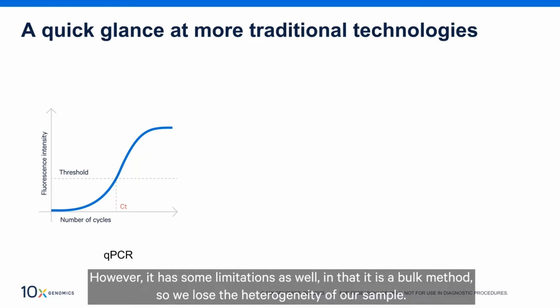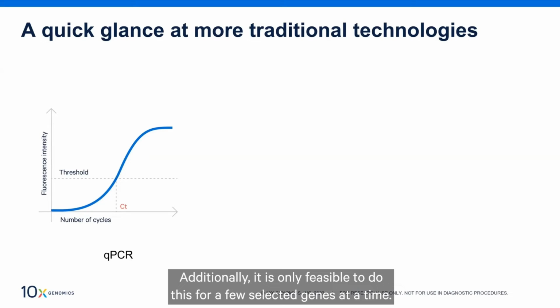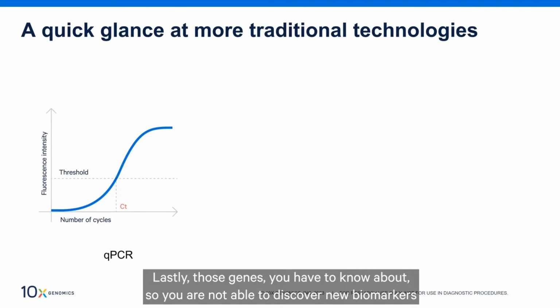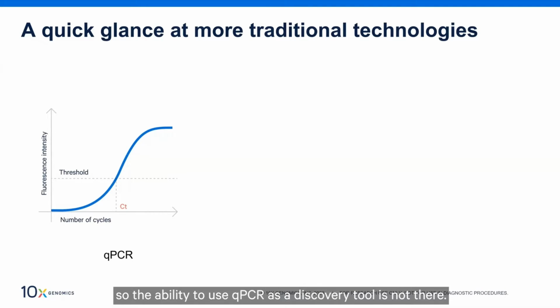However, it has some limitations as well, in that it is a bulk method. So we do lose the heterogeneity of our sample. And additionally, it is really only feasible to do this for a few selected genes at a time. And lastly, those genes you actually have to know about. So you really are not able to discover new biomarkers. The ability to use qPCR as a discovery tool is not there.